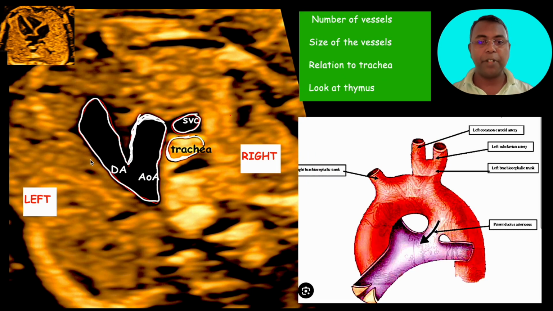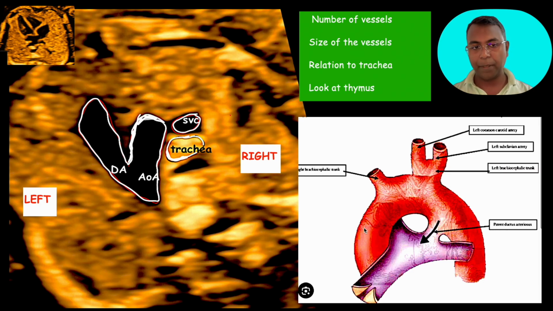Next is the three-vessel trachea view. Again, in the three-vessel trachea view, we should look at the number of the vessels, the size of the vessels, relation to the trachea, and also you should try looking at the thymus. In this picture you can see the pulmonary artery continuing as ductus arteriosus, and this is the aorta, the transverse aortic arch joining here, and it is normally on the left side. This joining is on the left side of the trachea. This is the normal pattern.